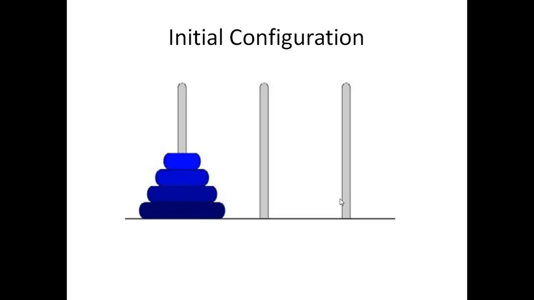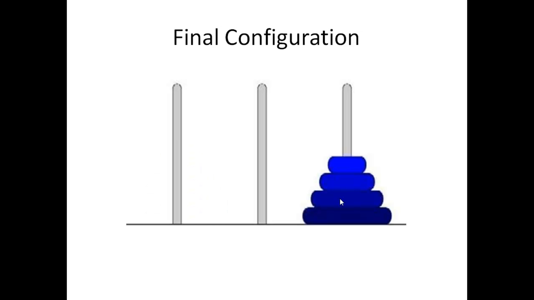So this might be the initial configuration. What is given to us? All the disks are stacked on the source peg, and the final solution is that all the disks need to be moved onto the destination peg. In between you see a rod, that is the auxiliary rod.